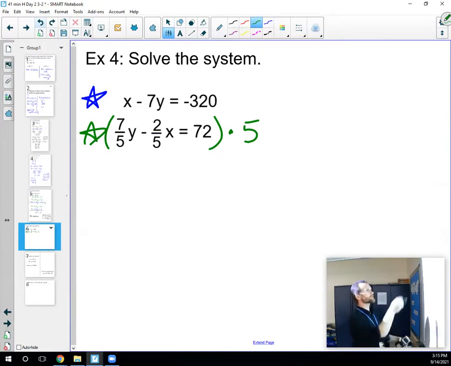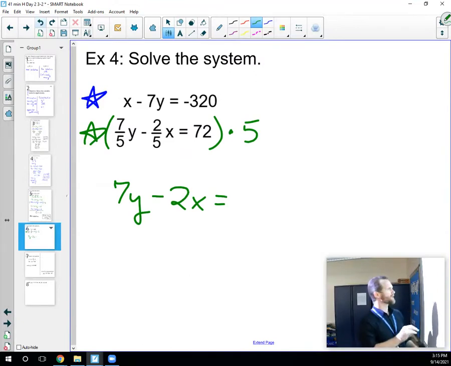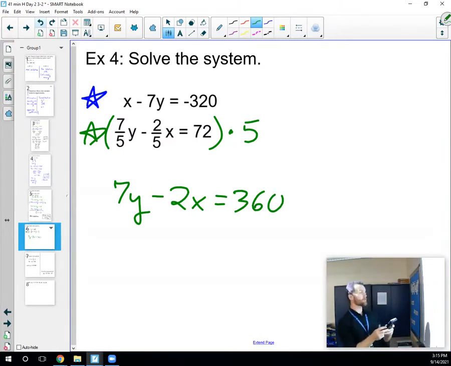So let's distribute this. 7 over 5 times 5 is just 7y. Minus 2 over 5 times 5 is just 2. Bring down the x. Equals, and then 72 times 5 is 360, if I'm doing that correctly. Let me double check myself. My brain is fried at this point. 72 times 5. Yeah, we got 360. Good. Okay.